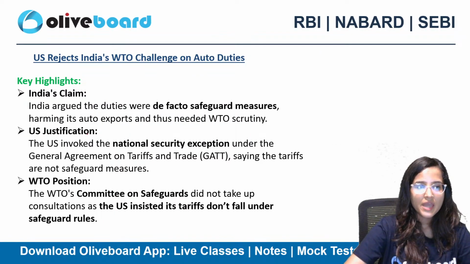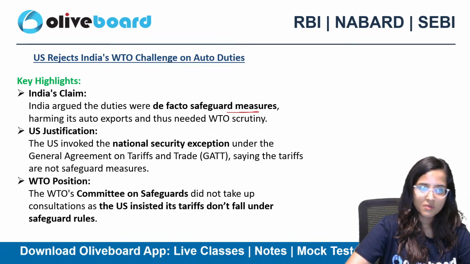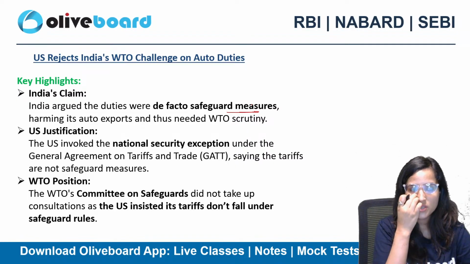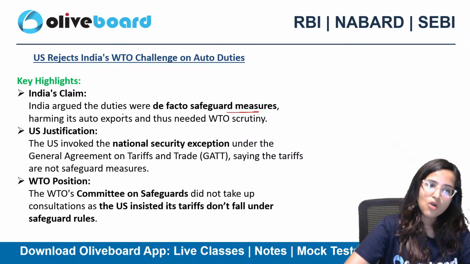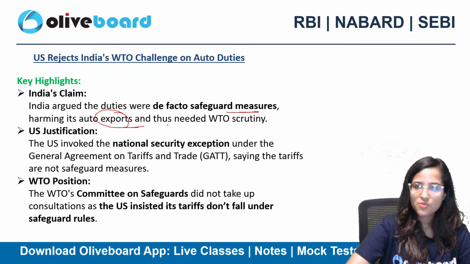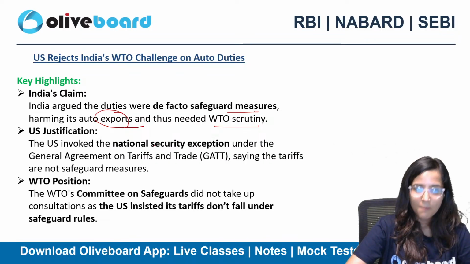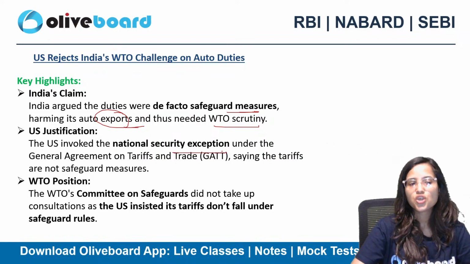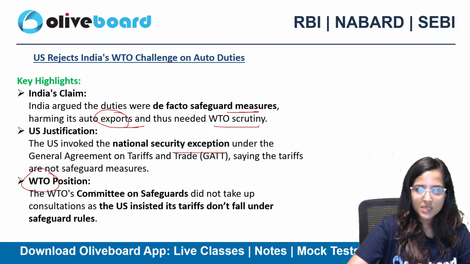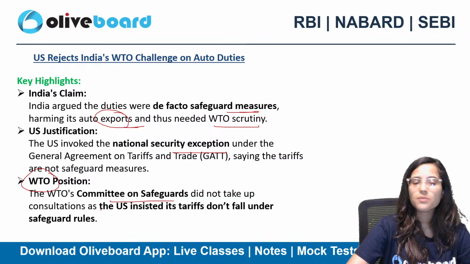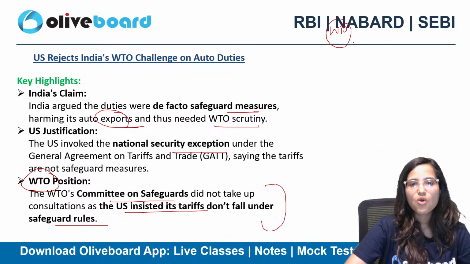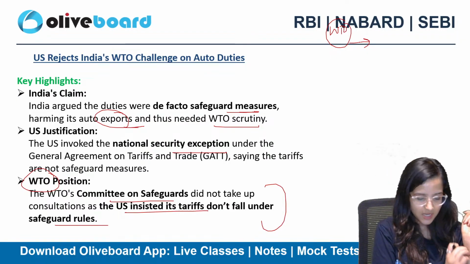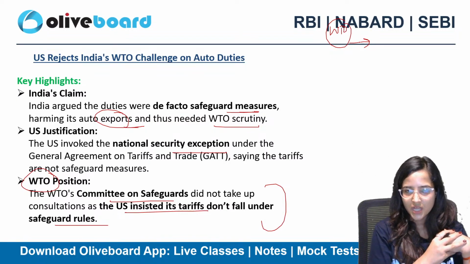So because of national security, we have put in certain tariffs. Okay, India is saying that these duties were de facto safeguard measures. That means they are false safeguard measures, which are harming the auto exports, and because of that, we need WTO scrutiny. But US has said that it's for national security. And WTO, what is WTO saying? The WTO's Committee on Safeguards did not take up consultations as the US insisted its tariffs don't fall under safeguard rules. We already know that these organizations always favor the developed countries, है ना? That is also the criticism of international organizations.